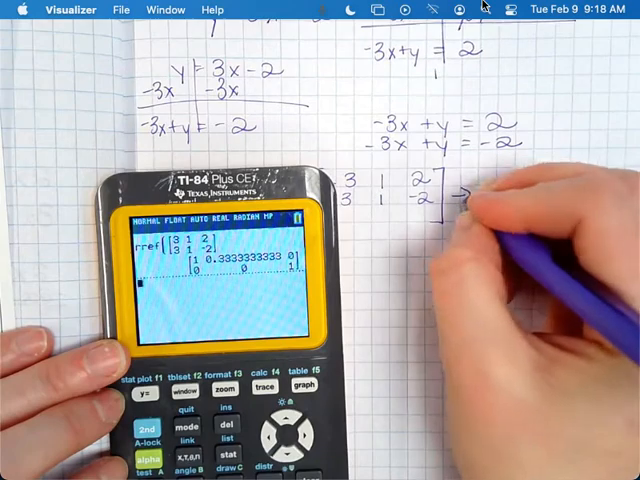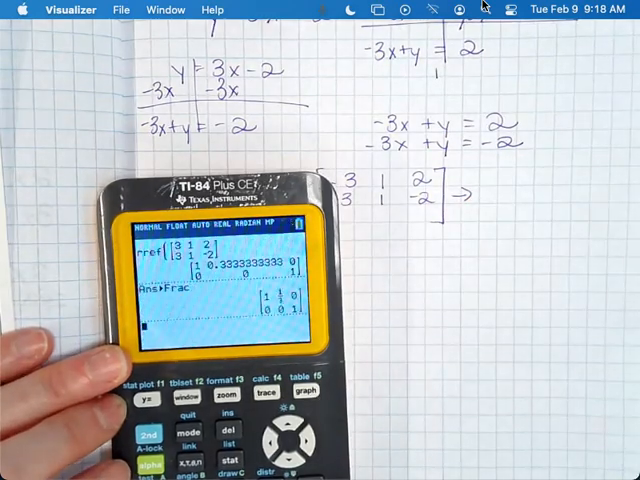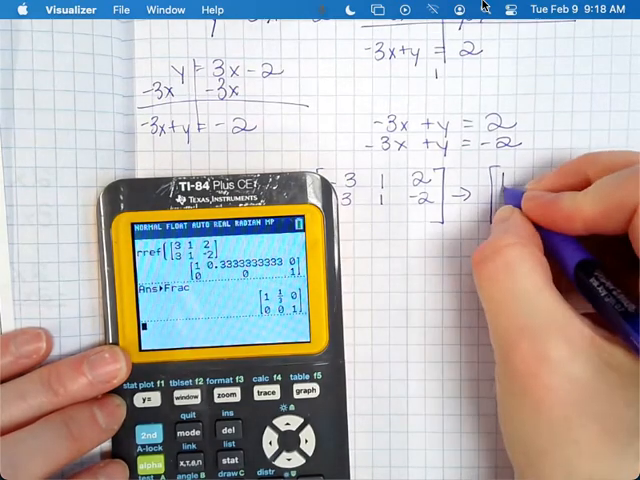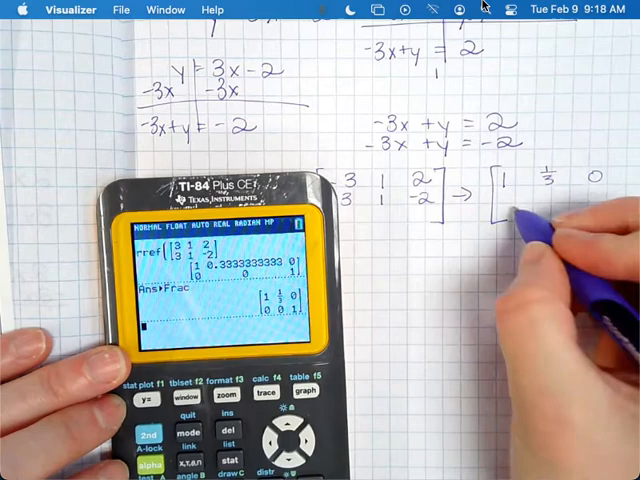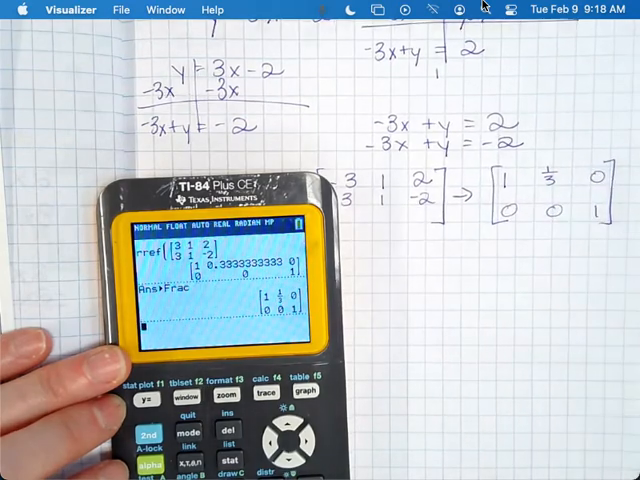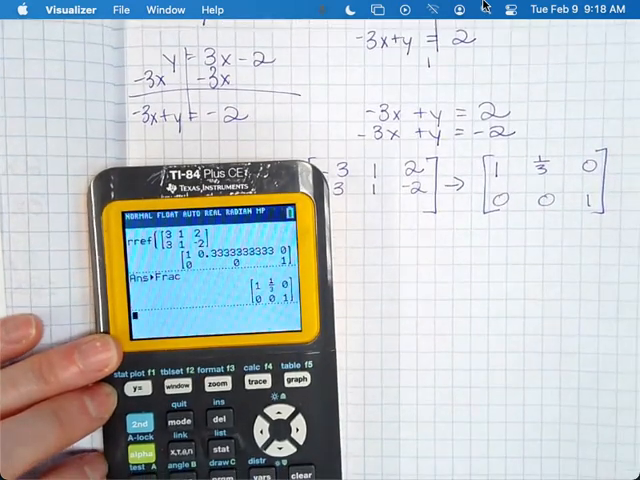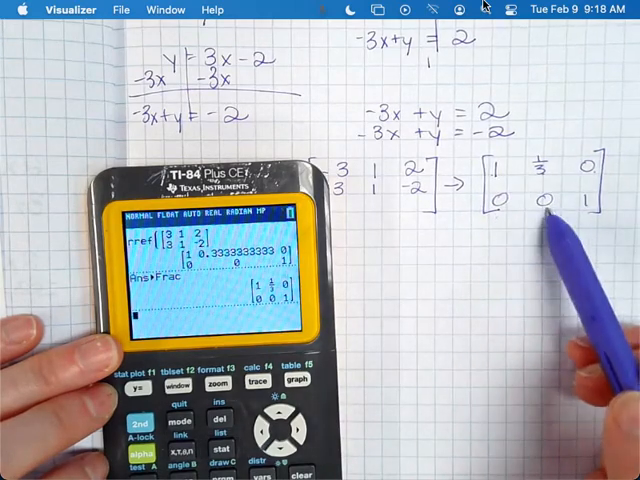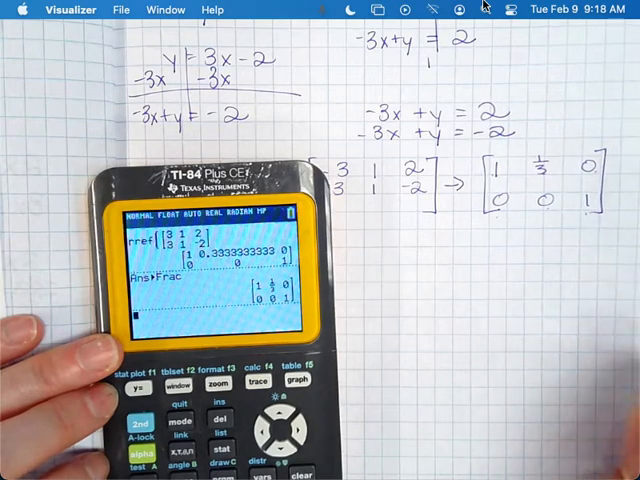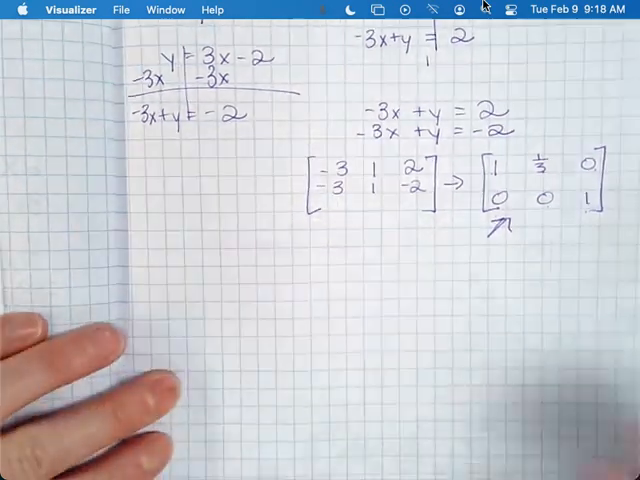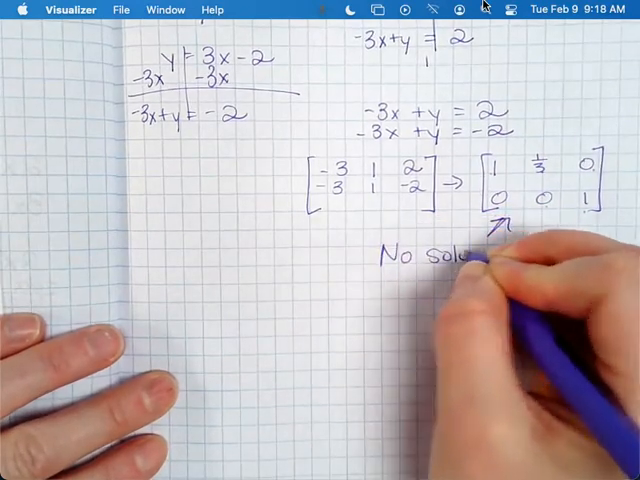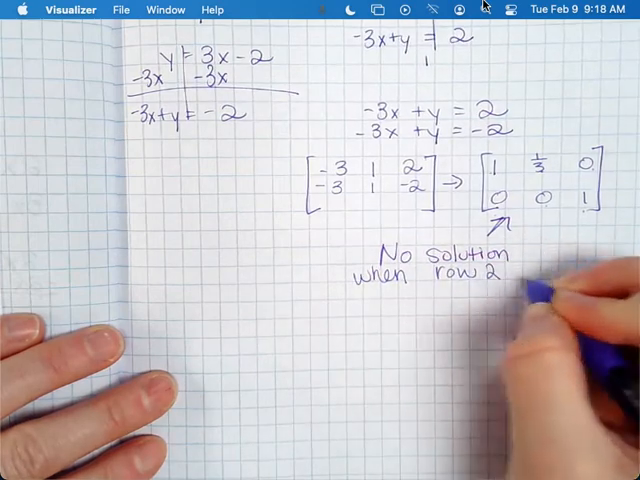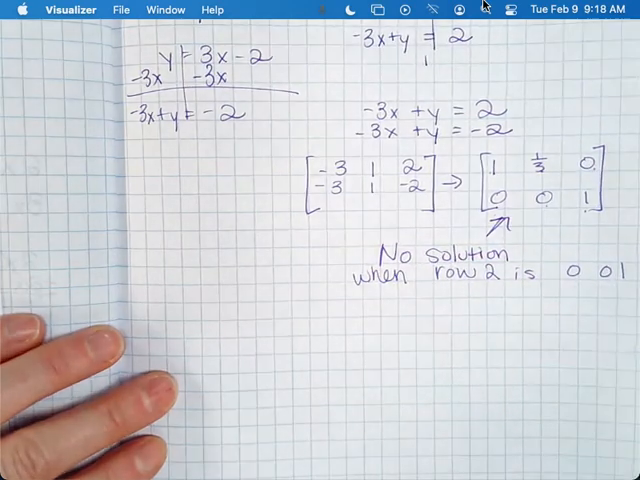Okay, so whenever it comes out, I'm going to hit math frac again, just so I can get it as fractions so I can see it a little easier. So it'd be 1, 1/3, 0, and then 0, 0, 1. So that's basically 1x plus 1/3 y equals 0. And then 0x plus 0y equals 1. How is that even possible? So this is a no solution when row 2 is 0, 0, 1.